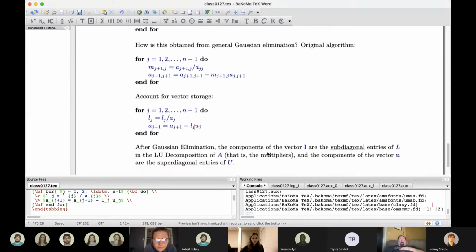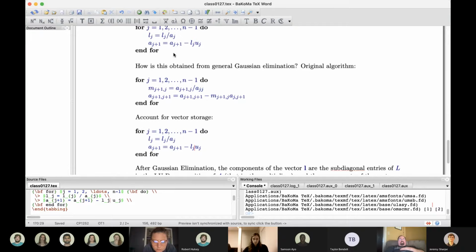Alrighty. So after this is done, the vector L holds the multipliers, like in the regular storage of L from LU decomposition, and then U has the updated superdiagonal entries. Although actually, I don't even need to say updated. Notice this algorithm never changed U at all. So the only part of U that got changed was the diagonal. And that's also an artifact of the upper bandwidth.